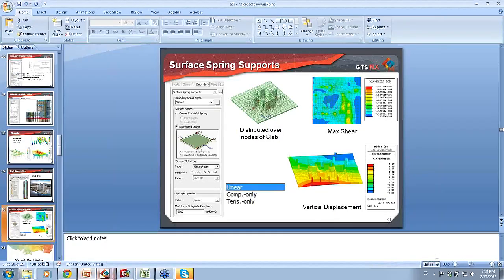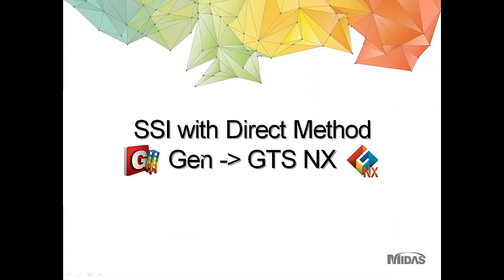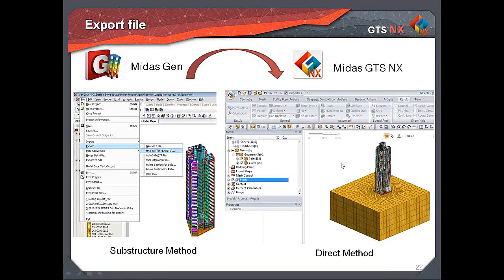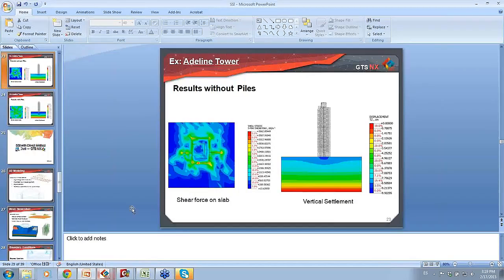So for those cases, Midas has the unique capability that allows you to export your whole structure to GTS NX, and then from there create the ground around it and use the direct method to run all sorts of analysis. You probably want to do maybe some consolidation analysis depending on your ground condition. We can do liquefaction analysis, or just a seismic analysis with your structure. So let's do that. Let's show you the steps for that.